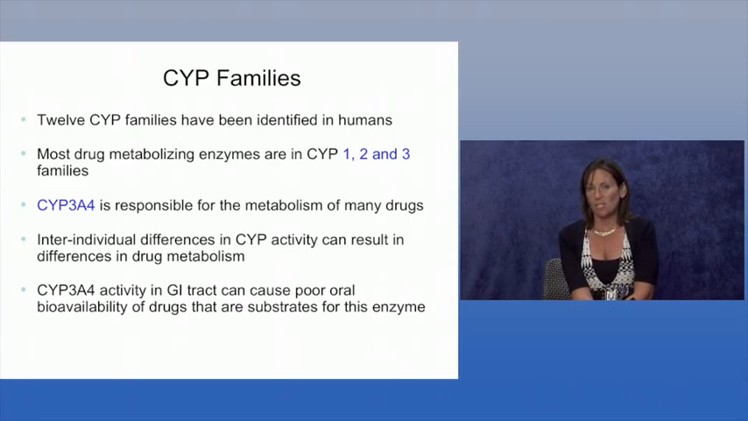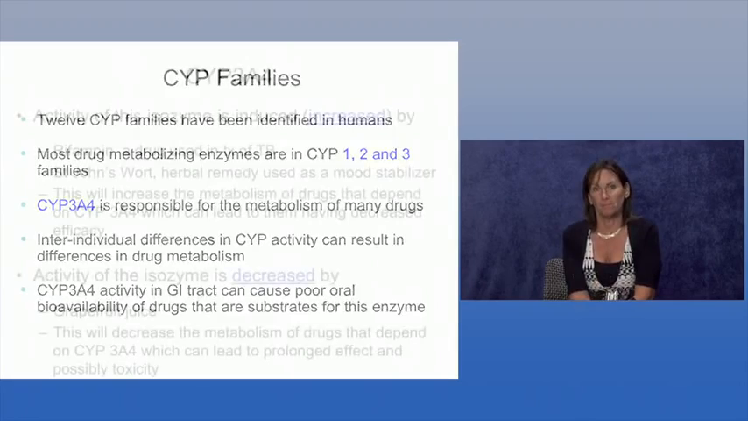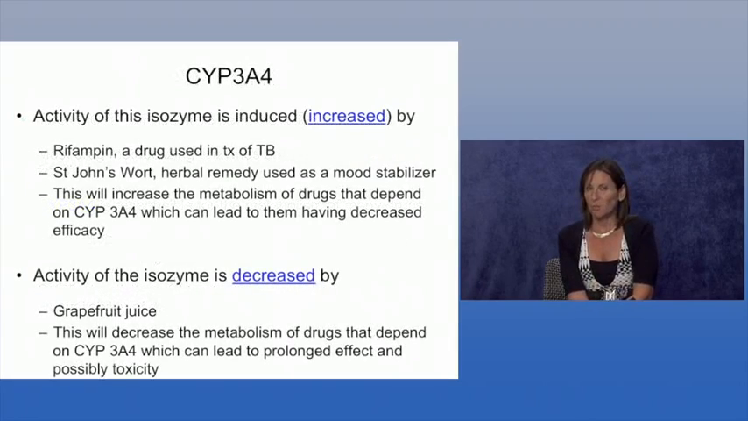Now let's get back to genetics just ever so slightly. We appreciate that there are inter-individual differences in the level of activity of these enzymes, and that these differences in the level of activity can actually result in differences in drug metabolism. To give you an example, CYP3A4 activity in the GI tract can be highly variable, and it can be a cause of poor oral bioavailability of drugs that are substrates for this particular enzyme. Let's delve into CYP3A4 in greater detail for a moment.